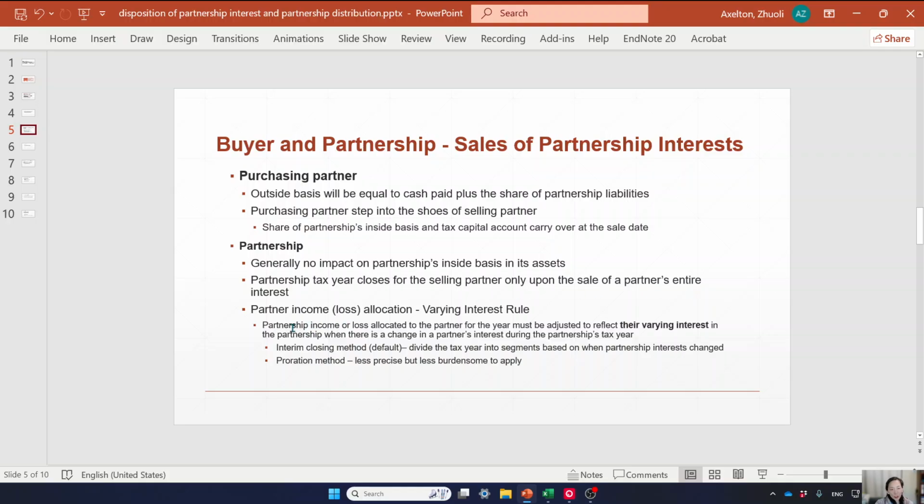And there could be some partner income and loss allocation implications due to the varying interest rules, because the partner could dispose of the interest during the year. So there's this twist to it: how they're going to allocate the income and loss for each portion.